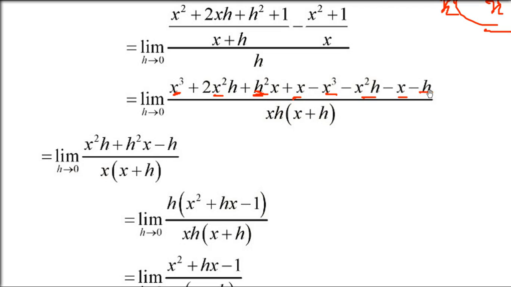And what about this h? h will remain. x square h will also remain. That is only x square h, and you have h square x. Other x cube gets cancelled. x gets cancelled. So now when this cancels, you have in the denominator x and x plus h.